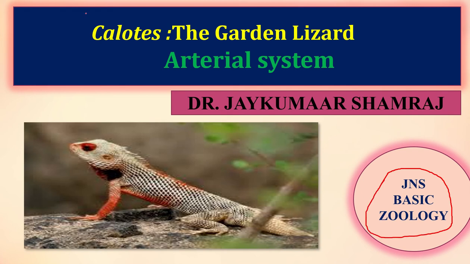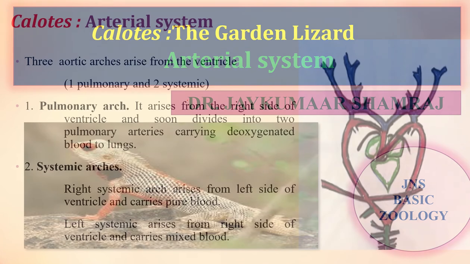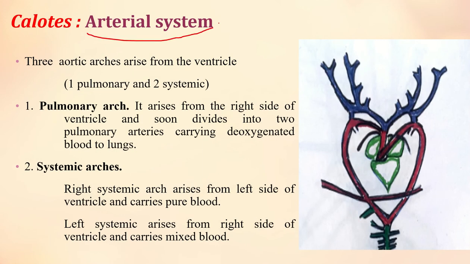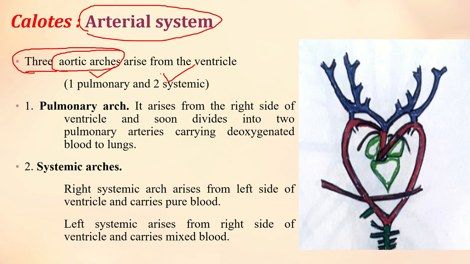So we are going to discuss the arterial system of the garden lizard, that is called Calotes. Let's start. The arterial system of Calotes has two main branches or two main arches, called the pulmonary arch and the systemic arch. Totally, they have three aortic arches, that is, one pulmonary and two systemic arches.